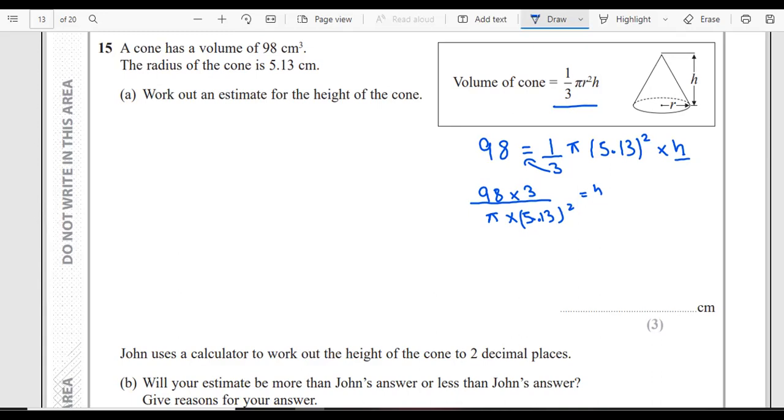Let me see. So it's 9. There's 4 spaces. 1, 2. So 26. And then over. Oh no, it'd be 294 over pi times 26.3169, and that equals h. You do that divided by 3 times.